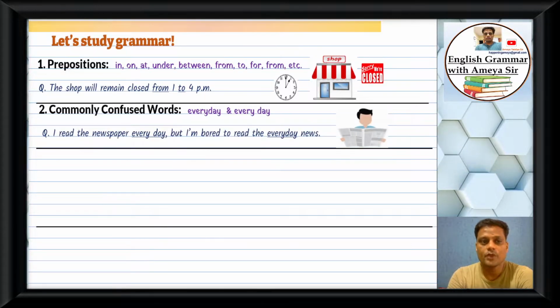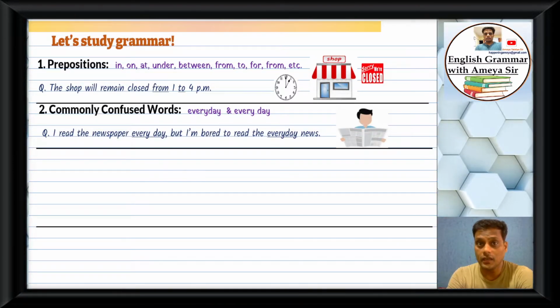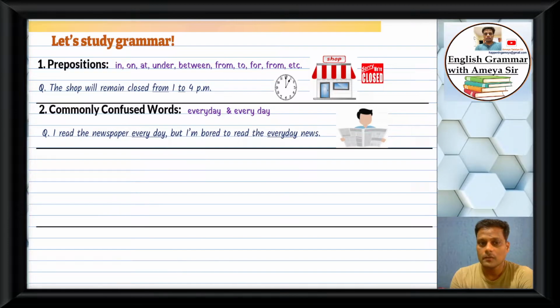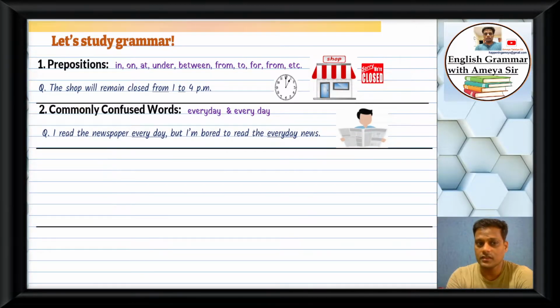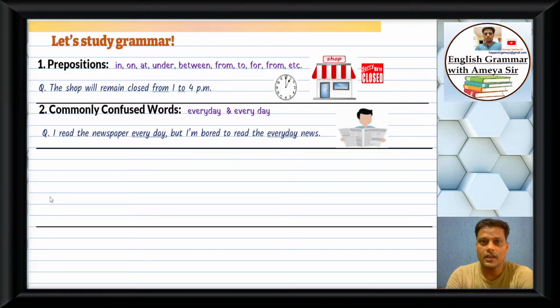The next one, commonly confused words. Let's consider the example of everyday as against every day. The example that I have chosen here is quite interesting, simply because I have used both the terms in one single sentence. Let's read it. I read the newspaper every day, but I'm bored to read the everyday news. Interesting, isn't it? Both of them in just one line.